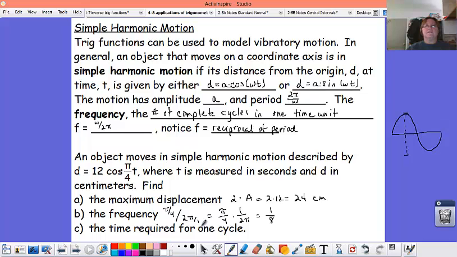The time required for one cycle, well, that's the period of the function, right? Time required for one cycle is exactly what period is, and it is the reciprocal of the frequency. So it's the reciprocal of 1/8, or 8 seconds. So the time required for one cycle is the reciprocal of 1/8, or 8 seconds in this case.